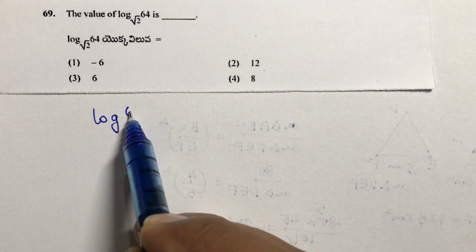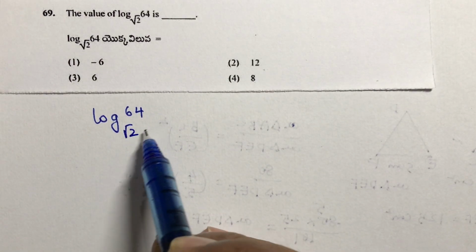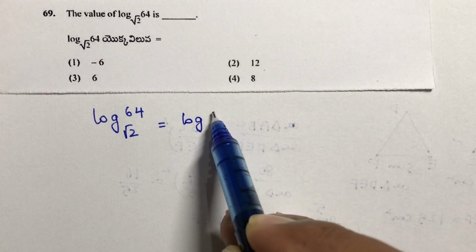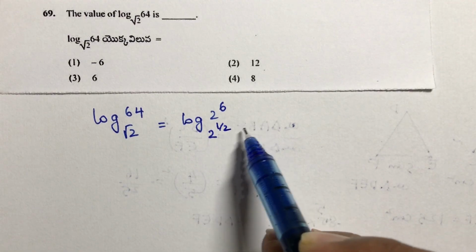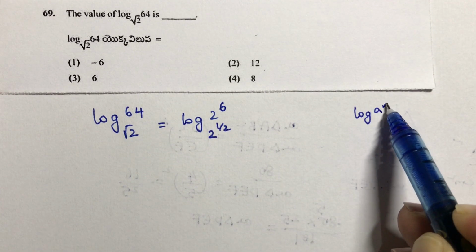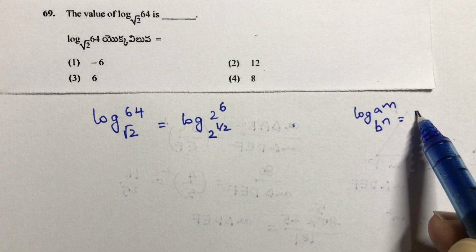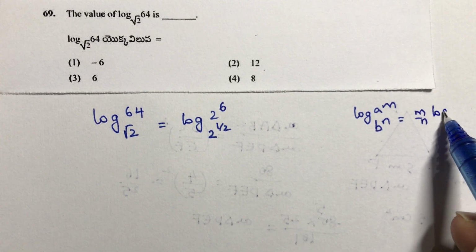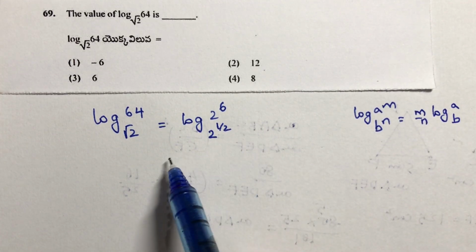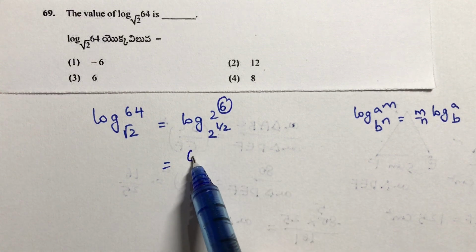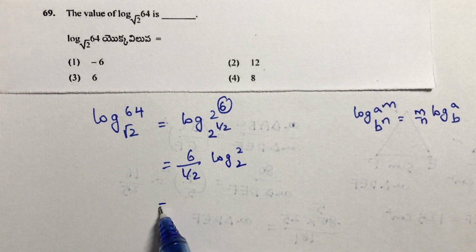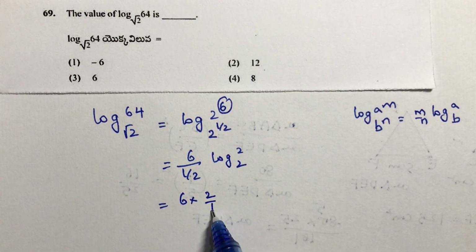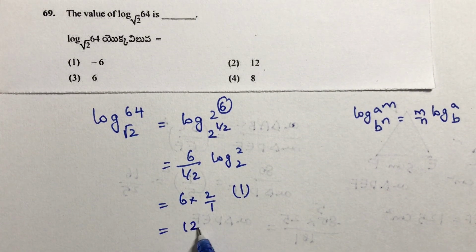Value of log 64 to the base root 2. 64 you can write as 2 power 6. Root 2 you can write as 2 power 1 by 2. So log a power m to the base b power n is m by n log a to the base b. So here m is 6 divided by 1 by 2 log 2 to the base 2. So 6 into 2 by 1, log 2 to the base 2 value is 1. So 6 into 2 is 12.